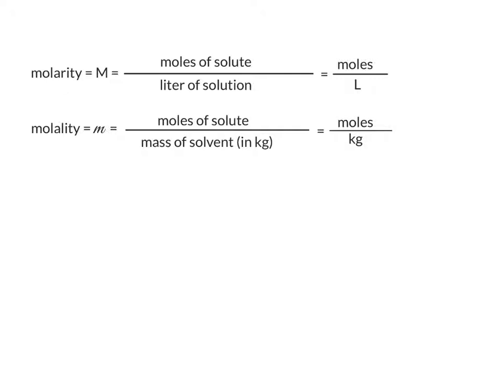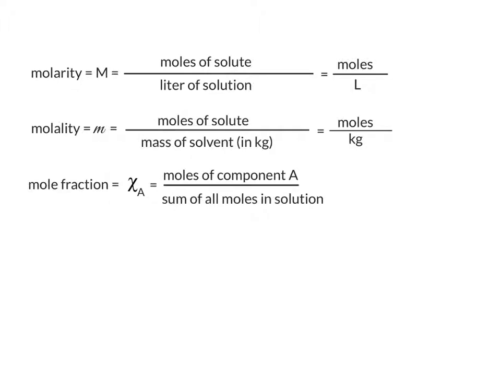The third concentration unit we'll introduce is called mole fraction, and the symbol for that is the Greek letter chi. There's usually a subscript to the chi to indicate which of the components of the solution the mole fraction is for. The definition of mole fraction is moles of compound A divided by the sum of all the moles in the solution, or total moles. The units of mole fraction would be moles divided by moles, or unitless, because the two moles cancel.